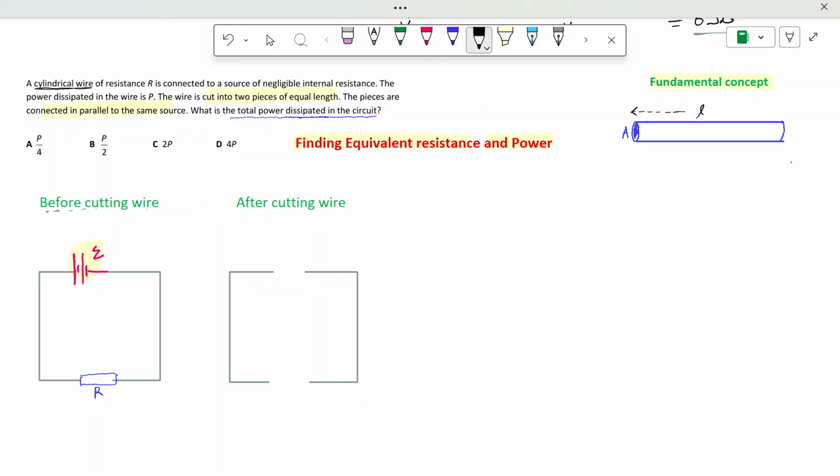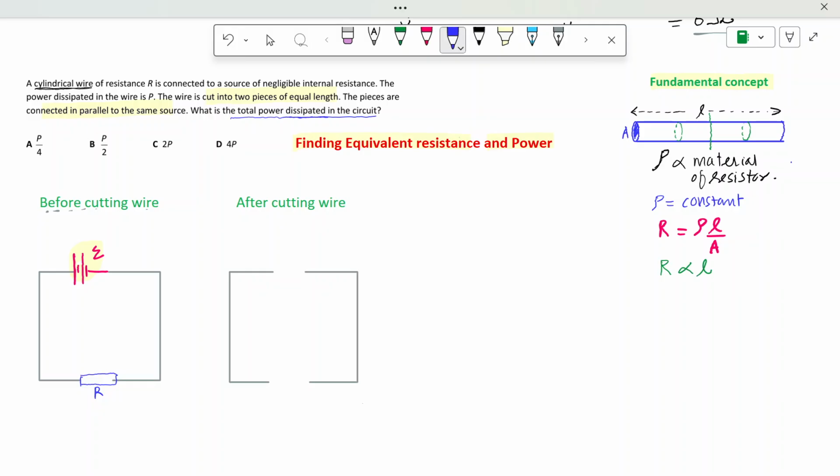When you have cut the wire into two pieces, the material of the wire has not changed. In the fundamental concepts, I want to tell you that the resistivity of the wire only depends on the material of the resistor, which means that the resistivity will still be constant. You know that the resistance of a wire is equal to the resistivity times length over cross-sectional area. When you cut this wire from the middle, the cross-sectional area will also remain the same for those small pieces. So the resistance is only proportional to length.